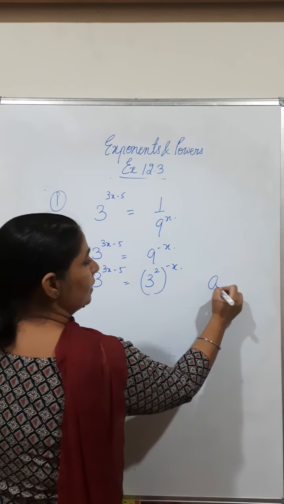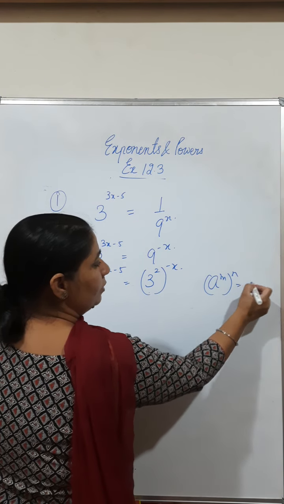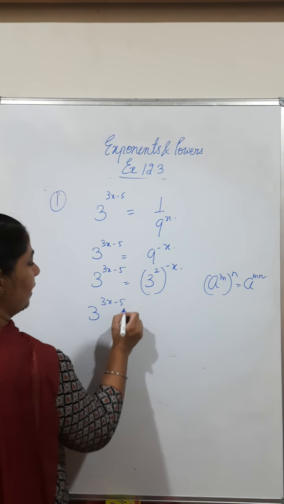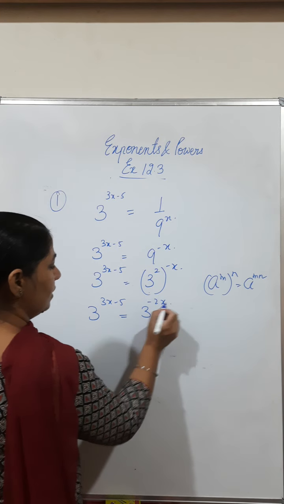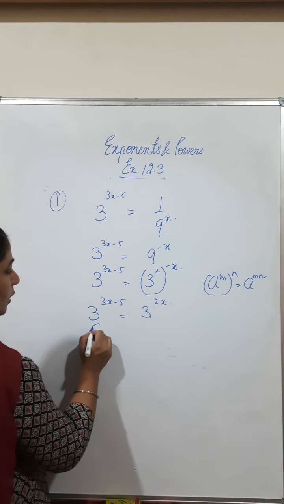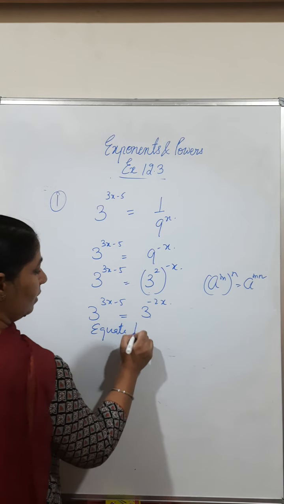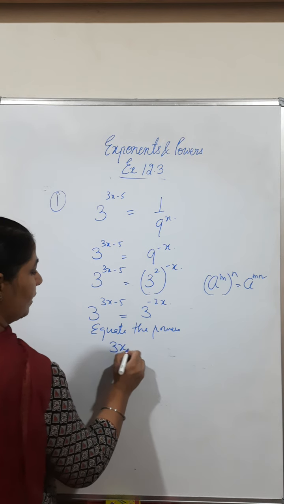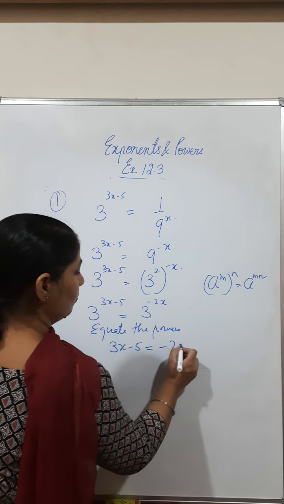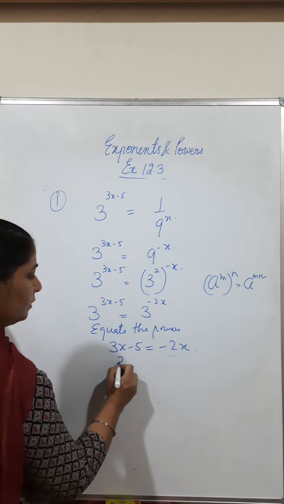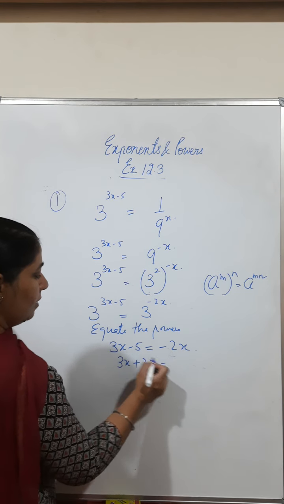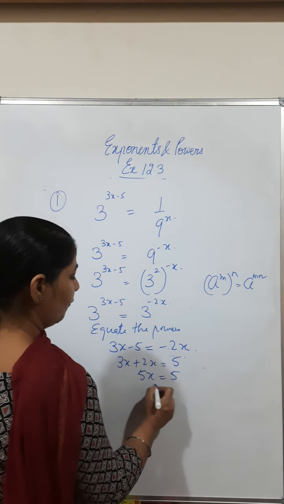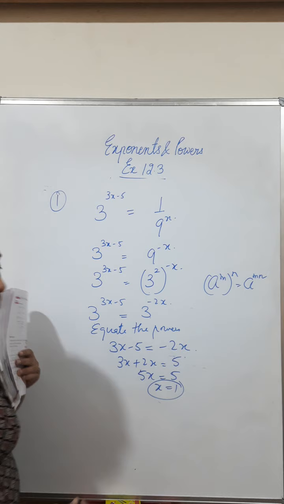So what are you having? You are getting a power m power n, and you know that the two powers will get multiplied now. It will be 3 power 3x minus 5 is equal to 3 power minus 2x. Again, what are you going to do? You are going to equate the powers. When you equate the powers, beta, what you will get? By equating the powers, you get 3x minus 5 is equal to minus 2x. So bring this minus 2x on this side, it will become plus 2x. Take this minus 5 on that side, it will become plus 5. So 5x is equal to 5, x is equal to 1 and this is the answer.